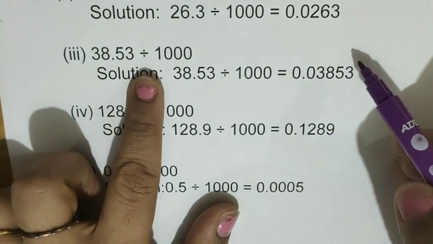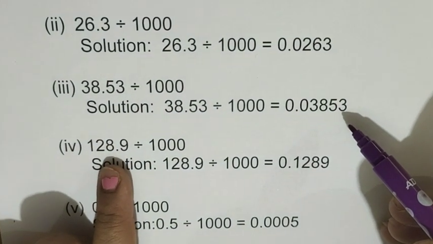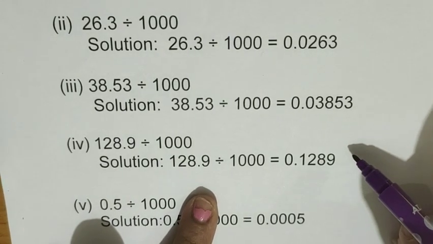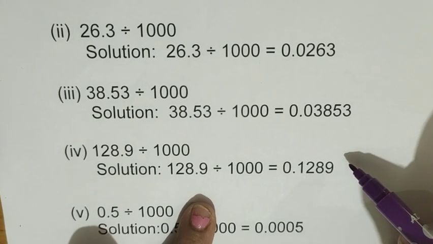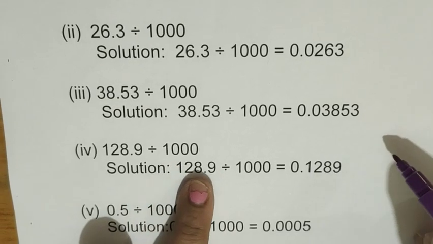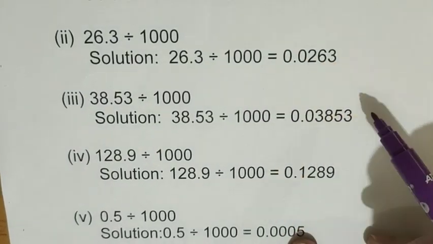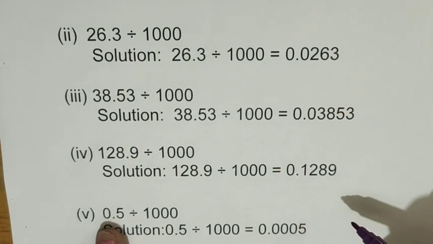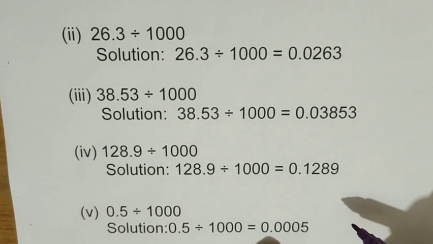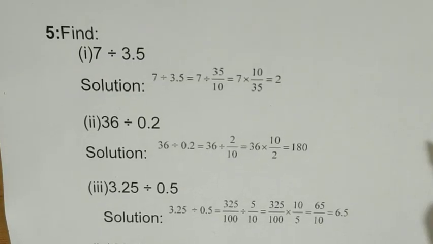Next, 38.53 divided by 1000 means 0.03853. Next, 128.9 divided by 1000 is equal to 0.1289. So I think the idea is clear to you. What is the idea? According to the number of zeros, the decimal place in the quotient will move to the left. Here how many zeros are there? 3. So in all the questions you can see that it is moved left 3 places. The last question, 0.5 divided by 1000, already 1 is there, so 3 more places, so 0.0005.